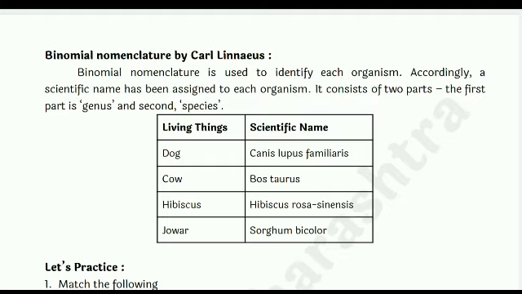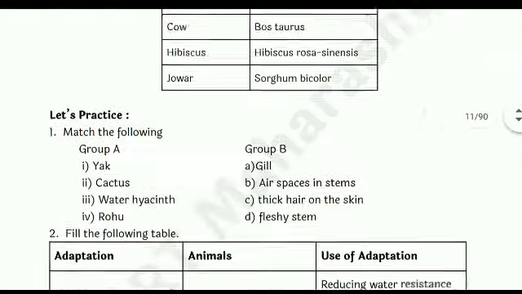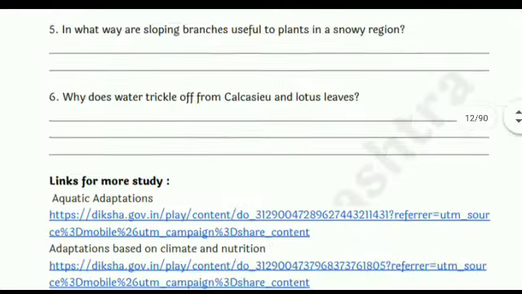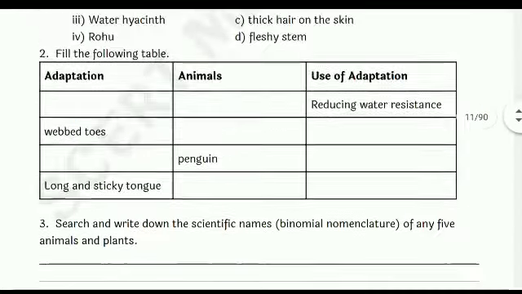See living things: dog, cow, hibiscus, jowar. The scientific name of dog is Canis lupus familiaris. The scientific name of cow is Bos taurus. For hibiscus, Hibiscus rosa-sinensis is the scientific name. For jowar, Sorghum bicolor is the scientific name. Let's practice answering all the questions.